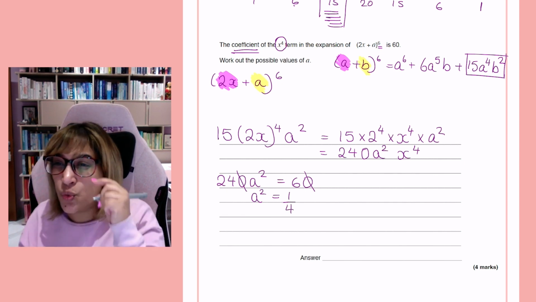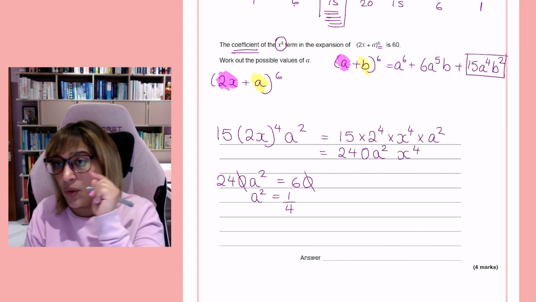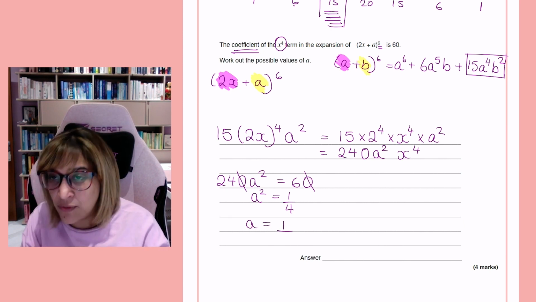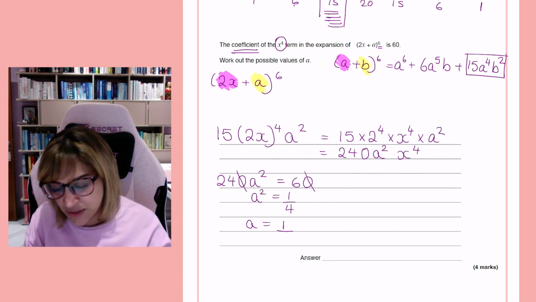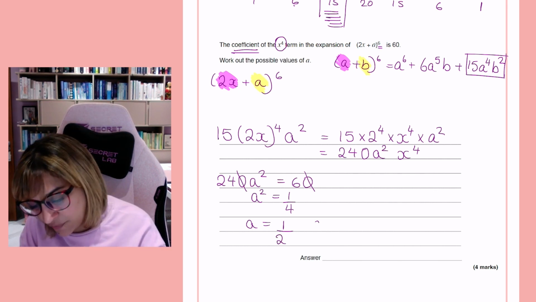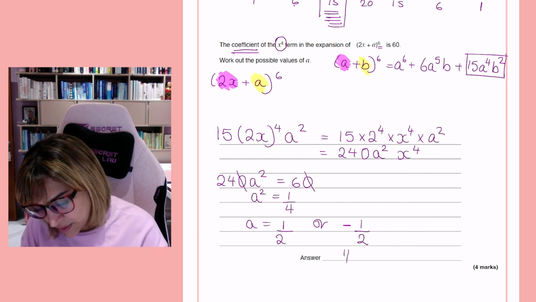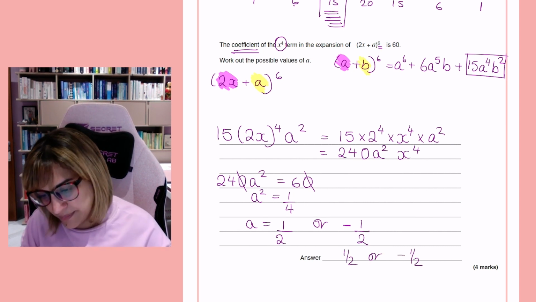If I take the square root, remember we get plus or minus. So the square root of 1 is just 1. The square root of 4 can be plus or minus 2. So I get a half, or I get minus a half. So a half or minus a half.